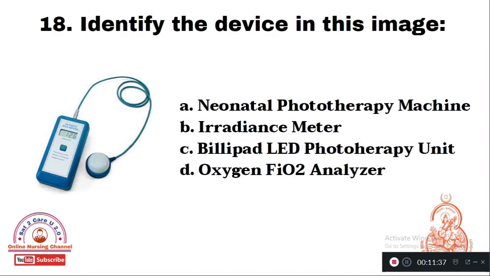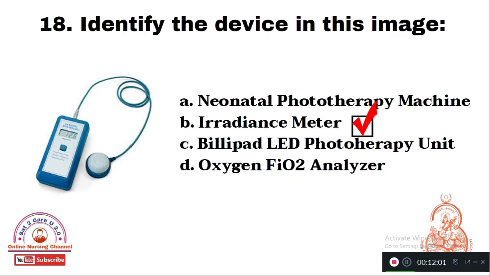Next question. Identify the device in this image. Option A, neonatal phototherapy machine. B, irradiance meter. C, Billy pad LED phototherapy unit. And option D is oxygen FiO2 analyzer. This image shows the device called irradiance meter, phototherapy irradiance meter, which is commonly used in the NICU.